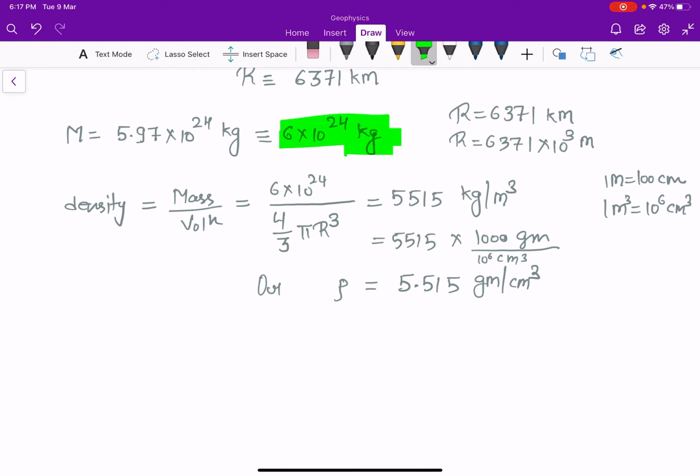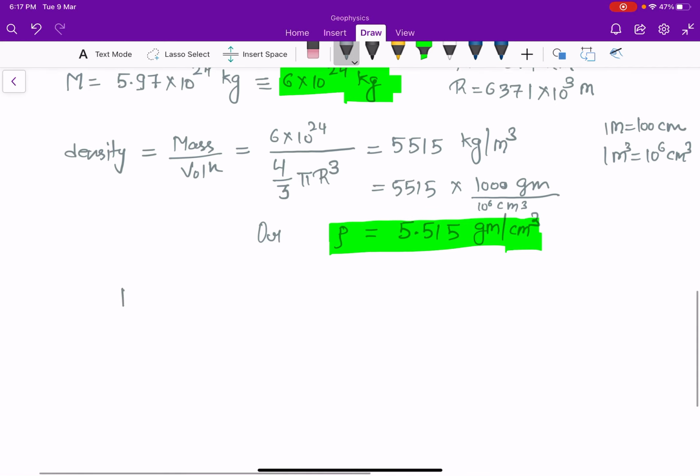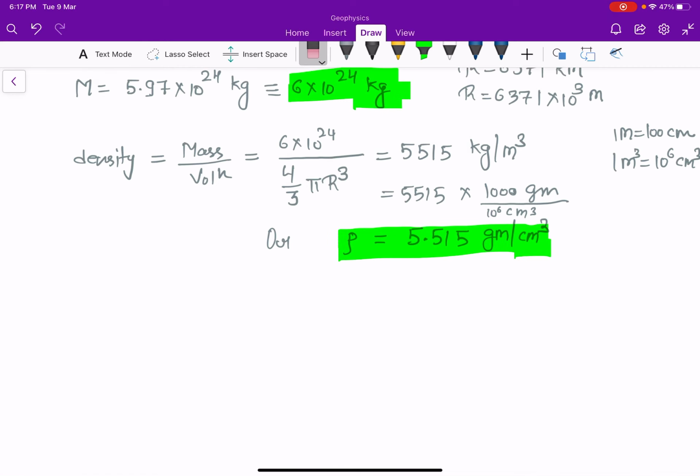And in our solar system, the density of Earth is maximum among all the planets. As we know, there are 8 planets. The sequence is Mercury, Venus, Earth, Mars, Jupiter, Saturn, Uranus, Neptune. Among them, Earth is the densest planet. And Saturn has a density less than water.